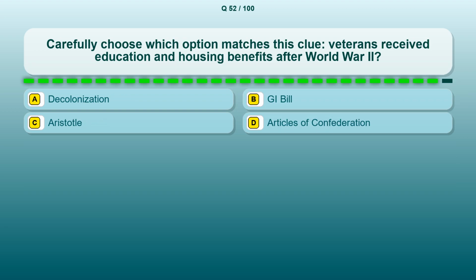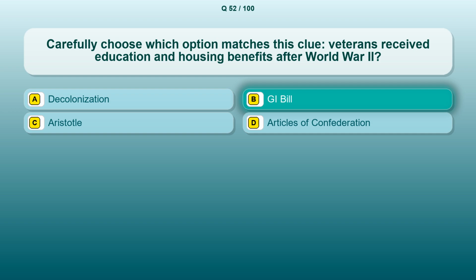Question 52. Carefully choose which option matches this clue. Veterans received education and housing benefits after World War II. Option A, decolonization. Option B, GI Bill. Option C, Aristotle. Option D, Articles of Confederation.